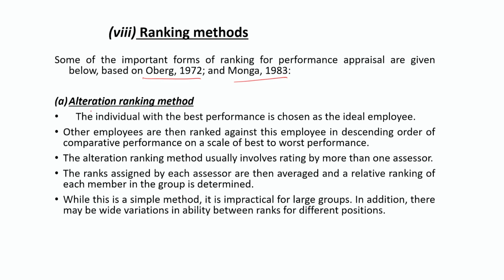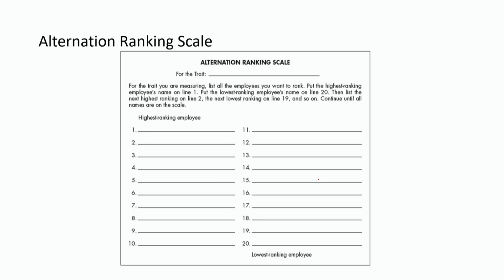So the first ranking method is the alternation ranking method. Now in the alternation ranking method, what happens? The individual with the best performance is chosen as the ideal employee. If you have chosen A as the ideal employee, each and every employee is then compared to A and one position is given to that employee in the list. So this is called alternately, the assessor is ranking the individuals. How is it done? See the graphic here for the alternate ranking method. Here the highest ranking employee, for example, is John.